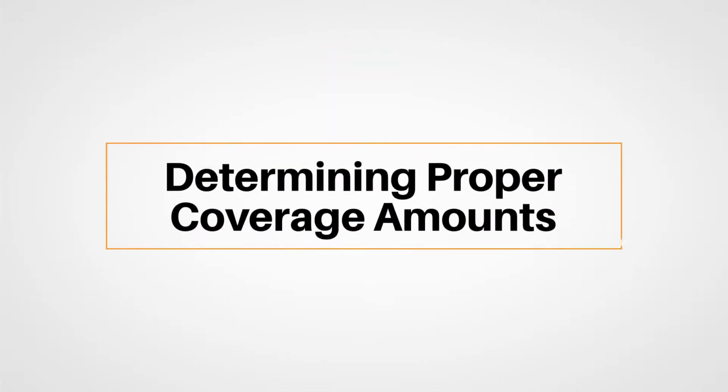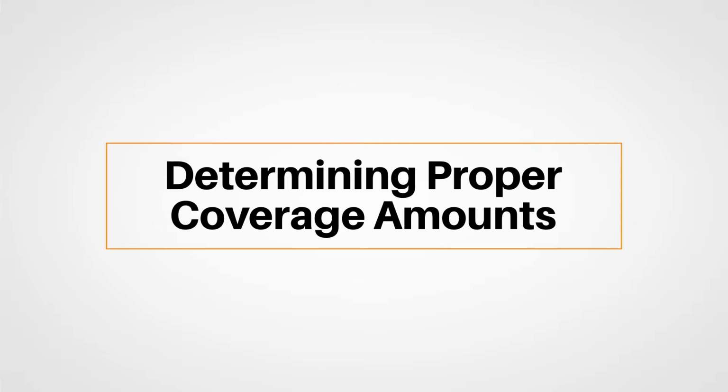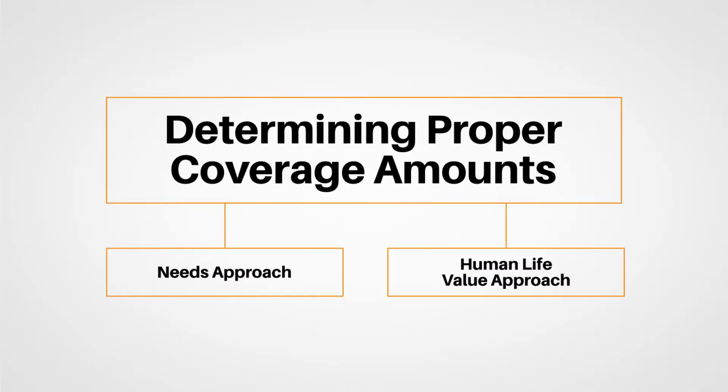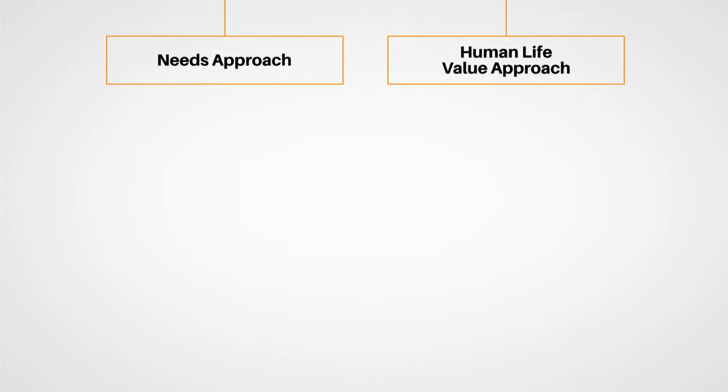How much life insurance a person needs is always an important consideration. Most prospective insureds think in terms of general numbers and have no idea how much they actually might need. There are different ways of determining proper coverage amounts. While the most common method is the needs approach, the human life value approach is sometimes used.